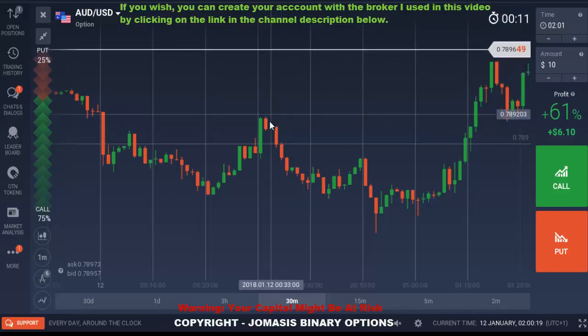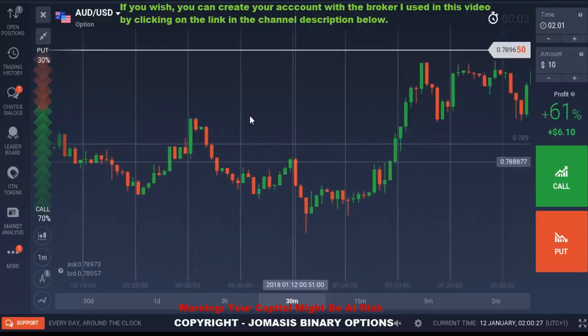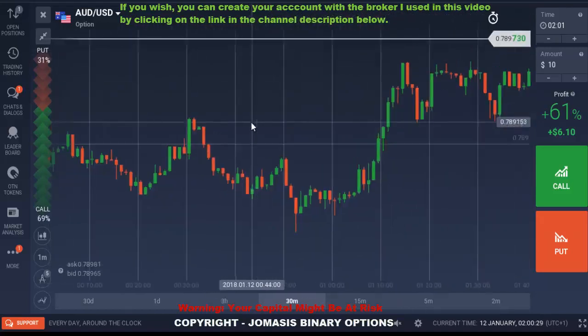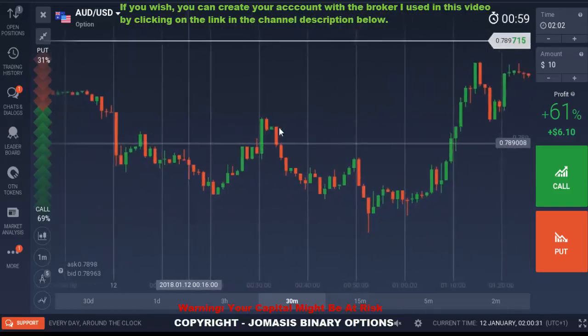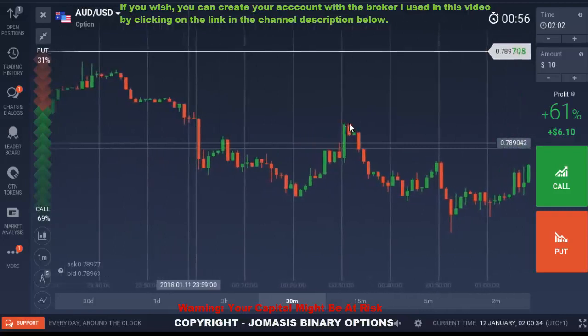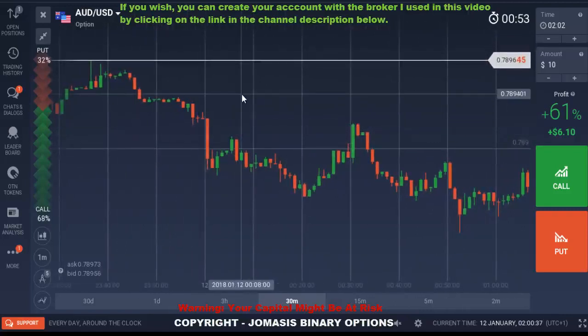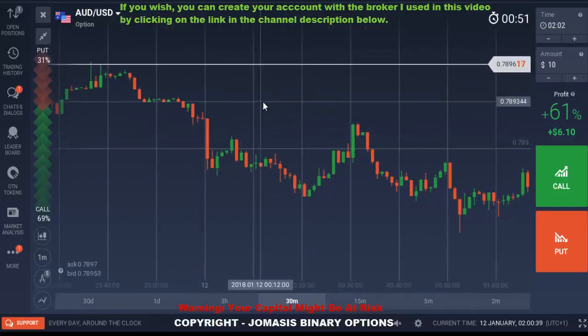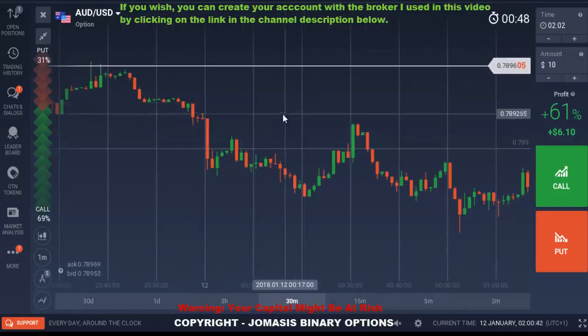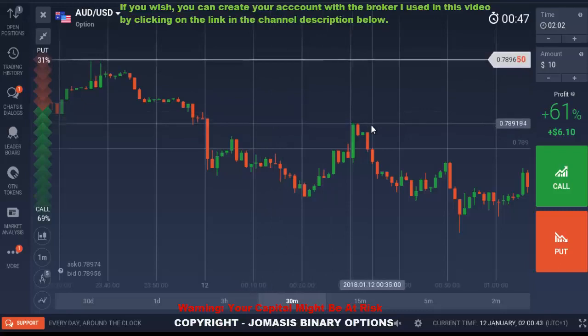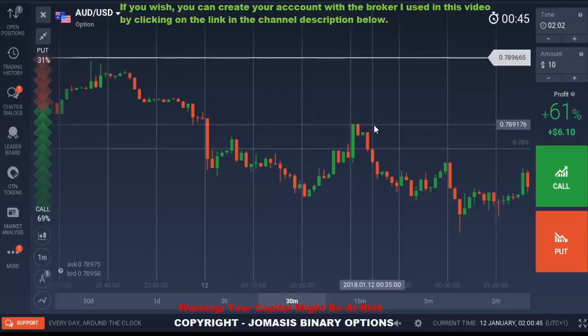Now, when we say support, many people don't understand what we mean by support or resistance. Before you can know how to draw support and resistance, the first thing you need to know is why support and resistance. Why do some traders draw support and resistance when trading?